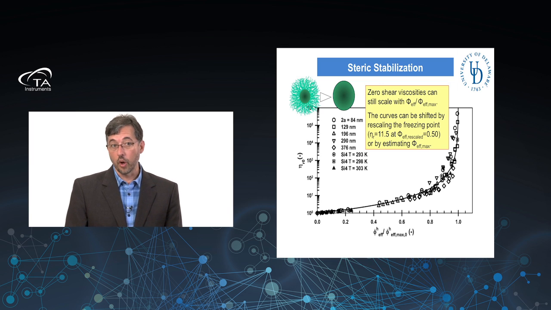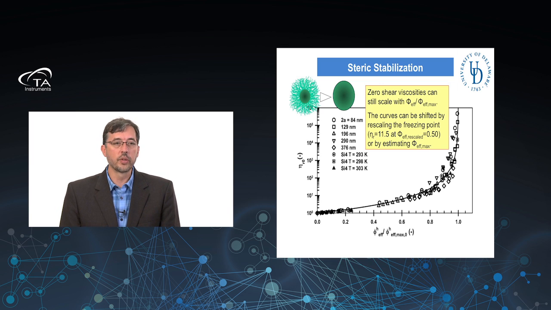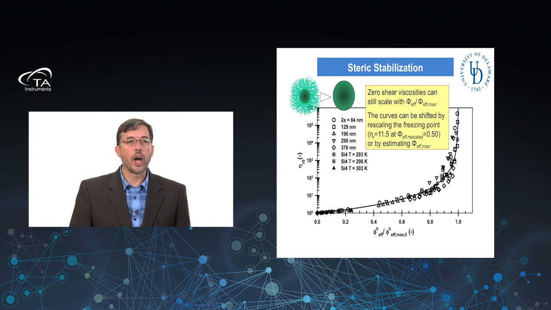This is some work from the Leuven group, Jan Mewis and his students, where we plotted the relative zero shear viscosity for a wide variety of different systems with different polymer stabilizing layers and different particle sizes, and they all collapse down to a master curve.